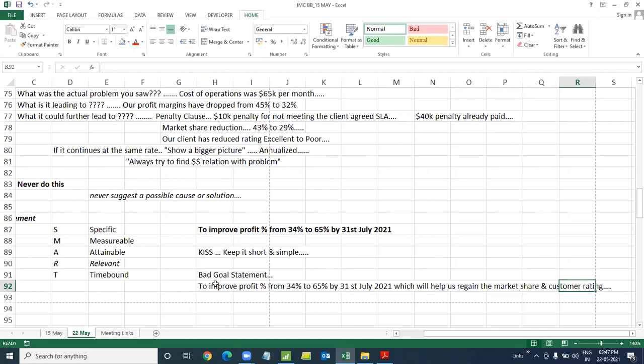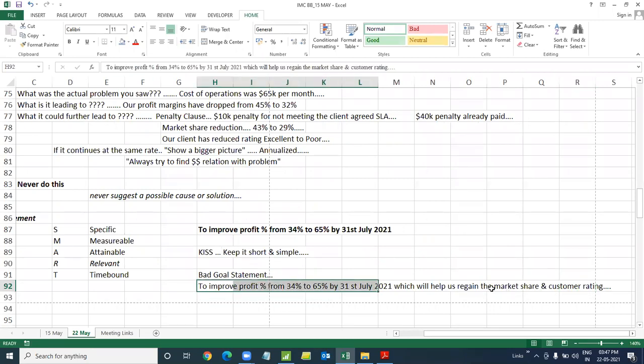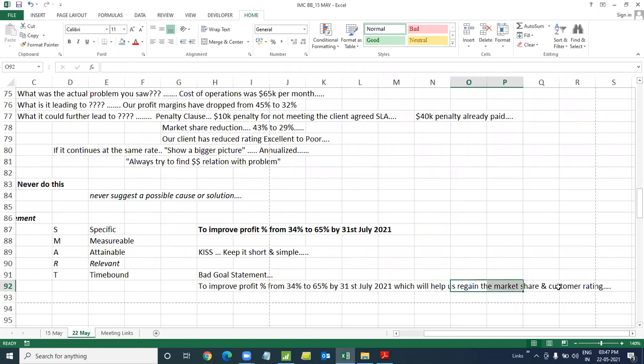Is your project about improving profit, or is your project about market share? Is your project about customer rating? No, my project is not about these. My project is only about profit. If you want to do a project to increase your market share, yes, that's a secondary project. If you want to do a project to improve the customer rating, yes, that's another project.